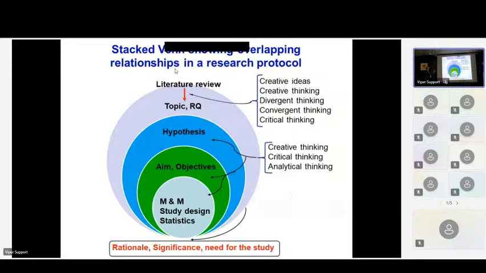So, overall, what I described in all these things, I represented by a Venn diagram, which shows the literature review. From that, you get into topic and research question, which involves creative ideas, creative thinking, divergent thinking, convergent thinking. All these thinking paradigms come into this area, the violet one. From there, you develop into hypothesis. Then you get into aims and objectives. Again, you apply creative thinking, critical analysis, analytical thinking. Then you get into materials and methods, study design, statistics. Overall, what is the significance of the whole study represented this way? So putting everything together is an example of creativity.